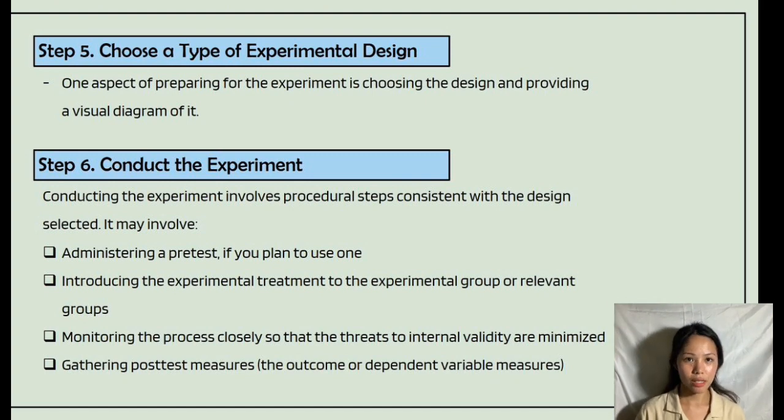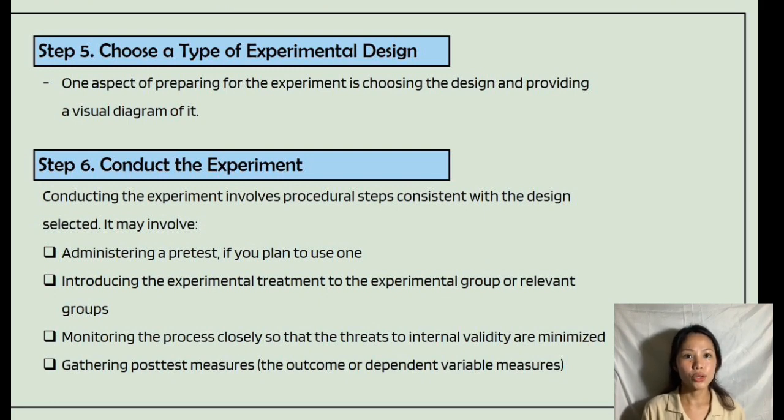Next is step 6, conduct the experiment. Conducting an experiment involves procedural steps consistent with the design selected. It may involve administering a pretest if you plan to use one. A pretest can help identify potential confounding variables or differences among groups before the experiment begins, enabling researchers to account for them in their analysis.